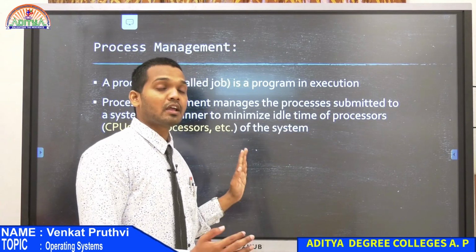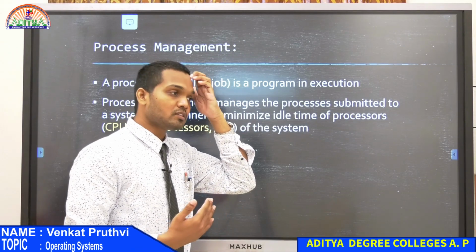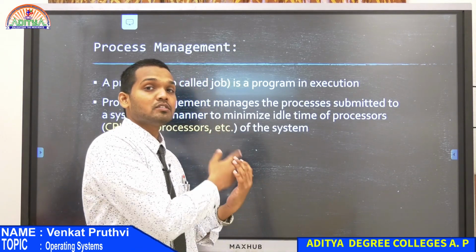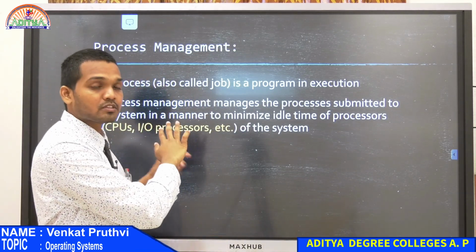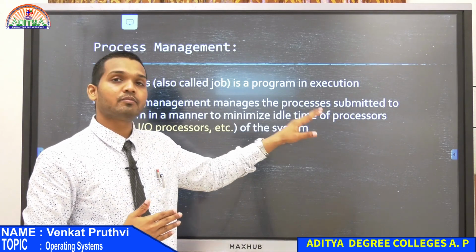So, what is the idle time here? The CPU's time. Processor means CPU, right? So the CPU has some idle time. Why is it getting that idle time? Because of the mismanagement of the processes. Process management is not able to manage properly. In such cases, there will be a lot of idle time for the CPU.